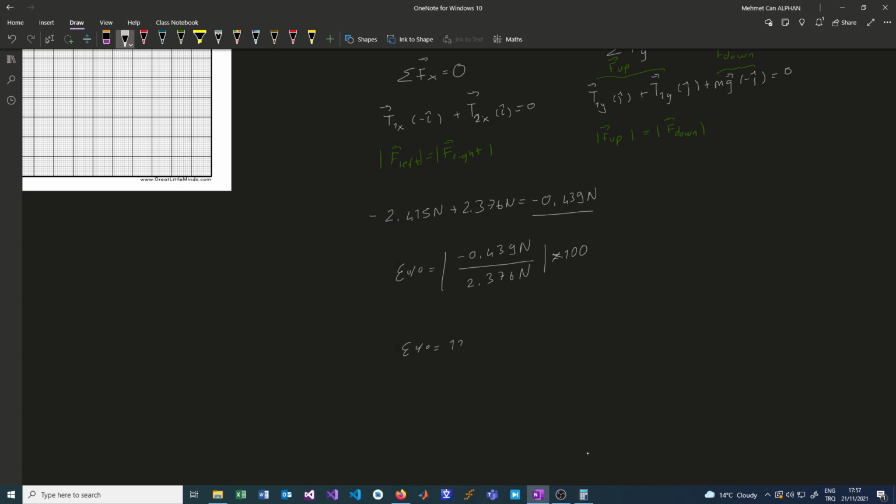So we have 18.4% error on the x-axis, and let's find out the error on the y-axis. Let's write it down.